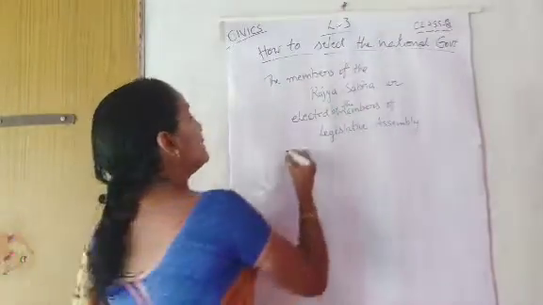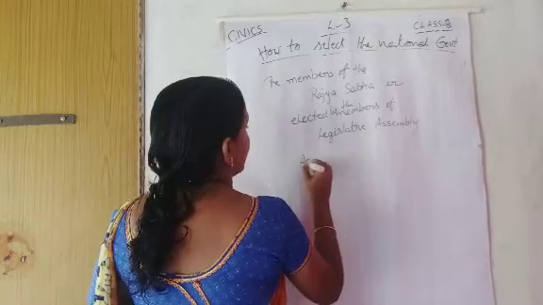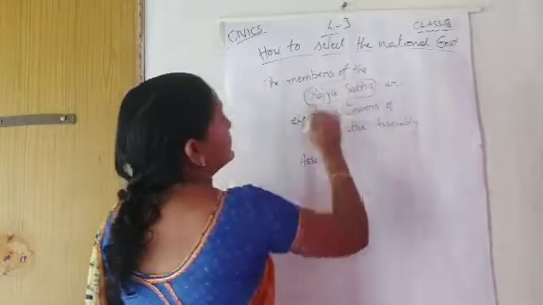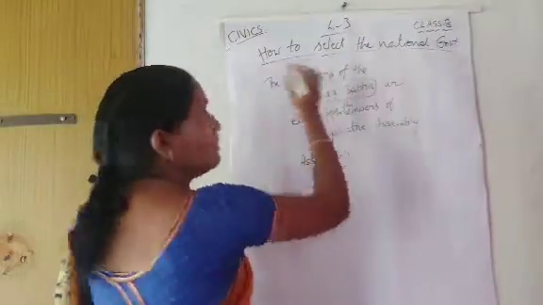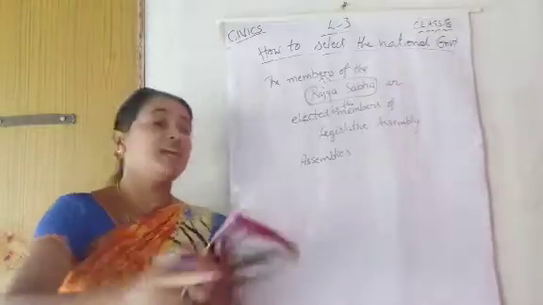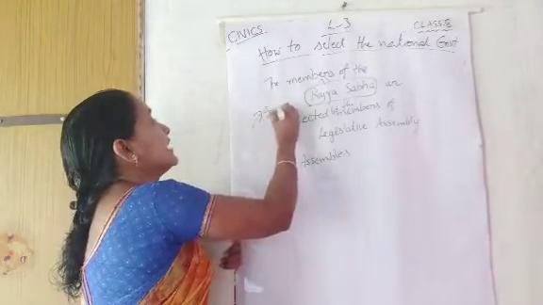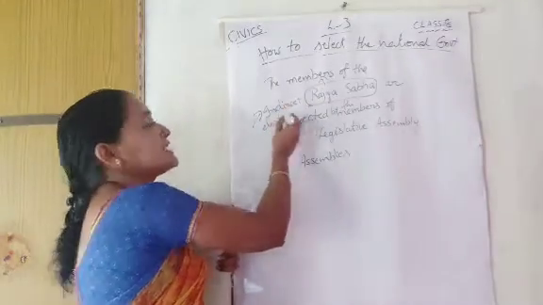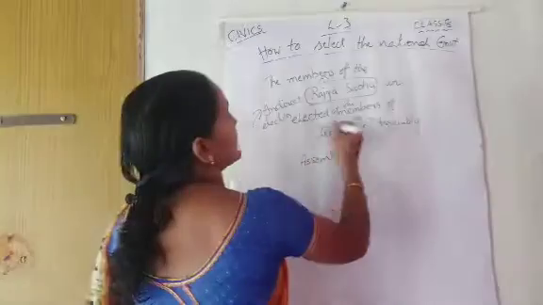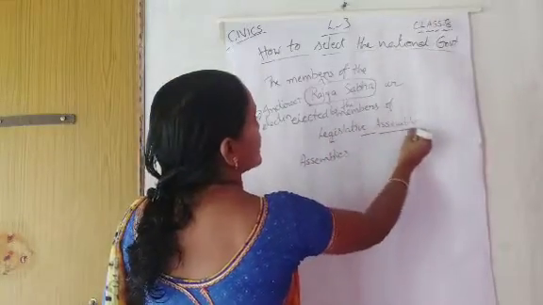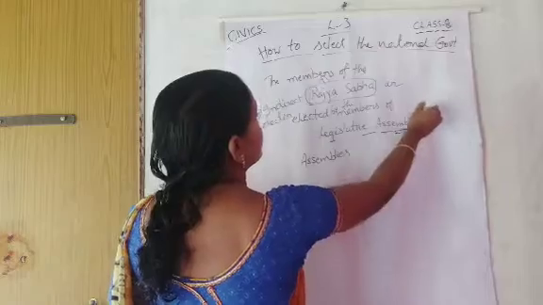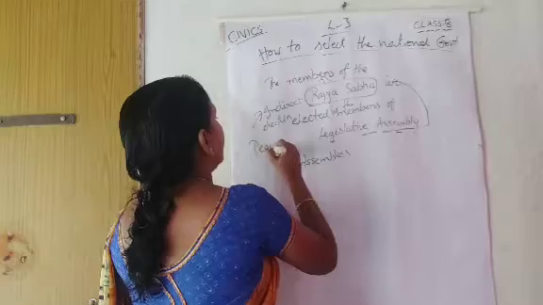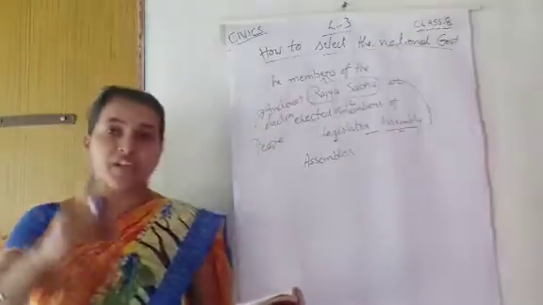That means the people who are elected to the assemblies in states will elect these Rajya Sabha members. Okay, that means it's an indirect election, because these MLAs who are elected to the assembly will elect the members of the Rajya Sabha. That means people's participation is indirect here. Already you got this in the previous chapter.